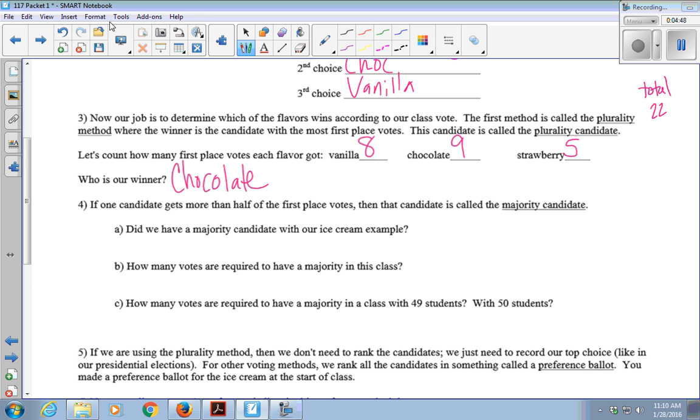If one candidate gets more than half the first place votes, we call that candidate a majority candidate. Did we have a majority candidate in this ice cream example? No. How many first place votes would someone have to get for a majority? 12, yeah. So a majority means more than half, right? So total, there were 22 voters. Half would be 11. So to have more than half, you would need 12 votes. Okay, so no, we did not have a majority candidate here.